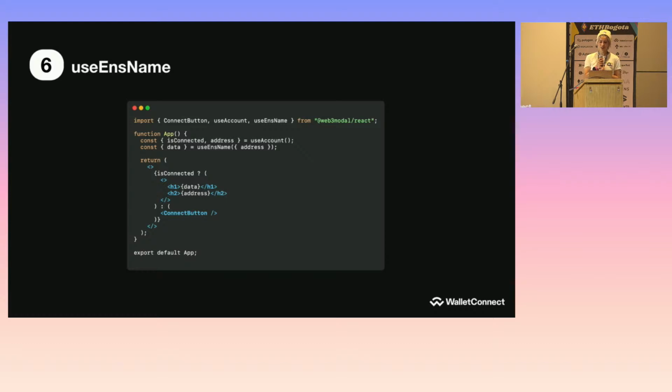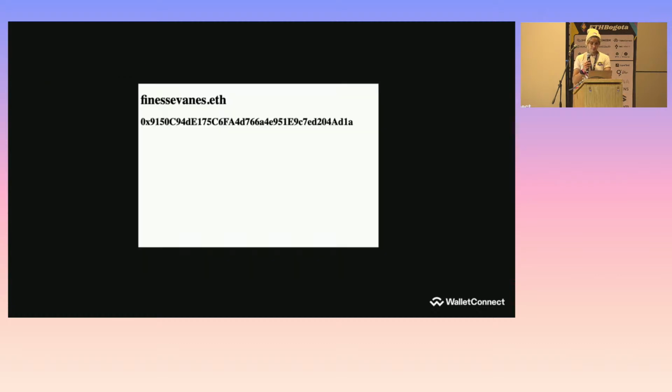One of those hooks is called useEnsName. Very similar to what we did with useAccount, we're going to do the same thing with useEnsName. We're going to destructure the object, pull out data, and then pass in the address, which is the user's address. We updated the return statement here, so we should be able to see their ENS name as well as their address. So that's what it should look like.